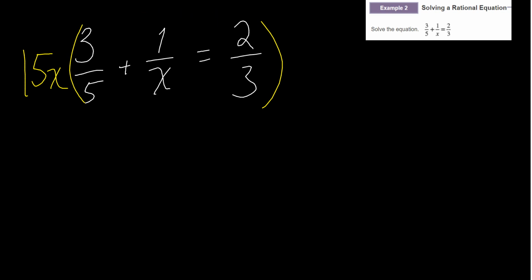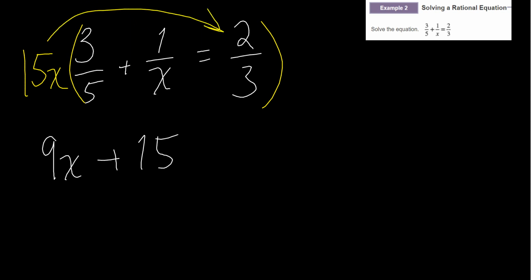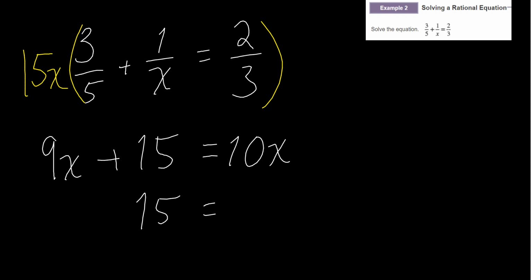So we say 9x and then 15x, I'm sorry, yeah, 15x times 1 over x. Well, that's just going to be plus, the 15's cancel, so it's going to be plus 15. And then 15x times 2/3, that's just going to be 10x. Okay. And then we subtract 9x from both sides, and we'll have 15 is equal to x.